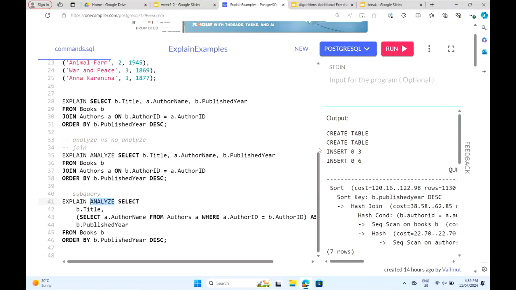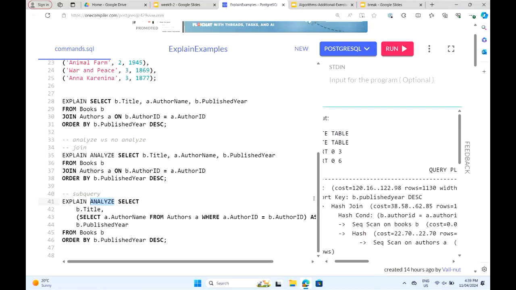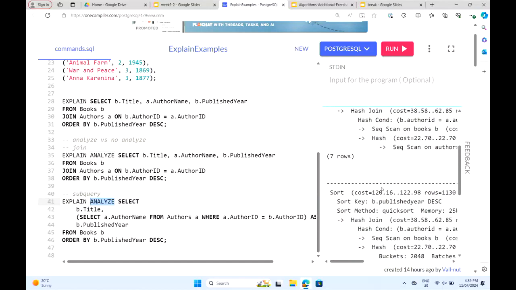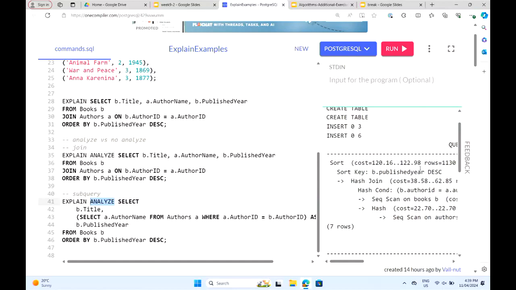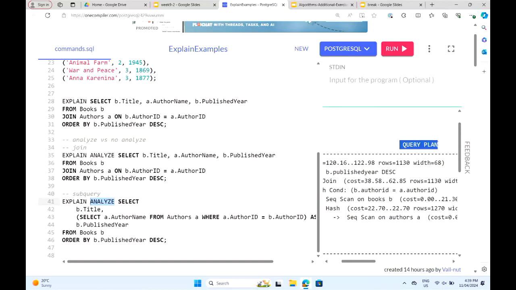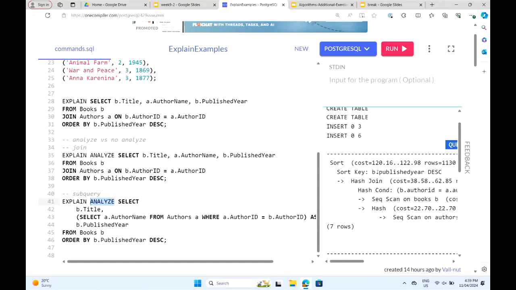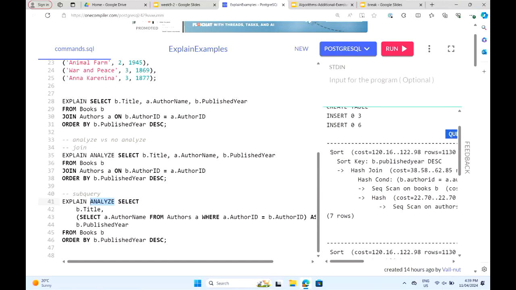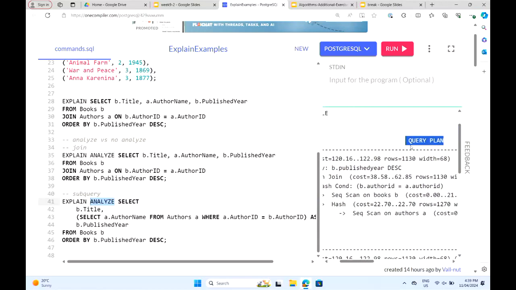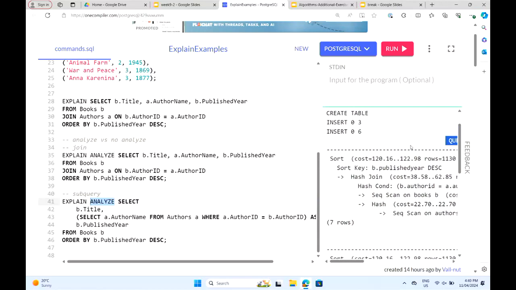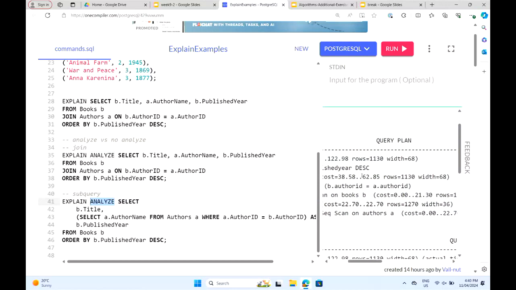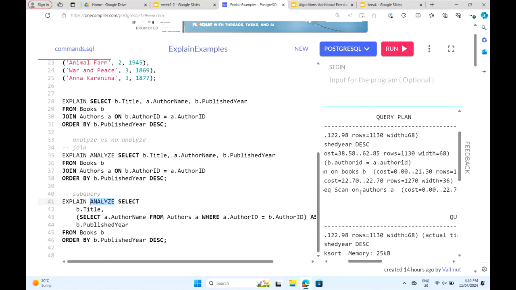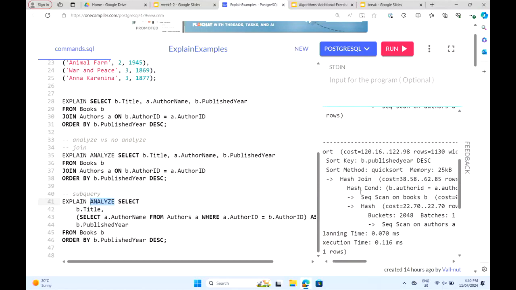As you can see here on the right, this is the result of the first statement, and Postgres is giving us the query plan organized like a tree. But since we don't have the analyze keyword, it's estimating the cost. It won't give us the actual execution time.